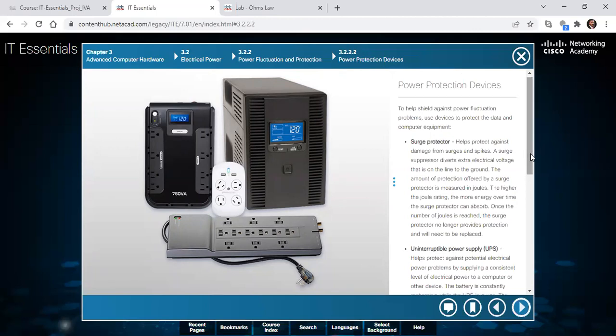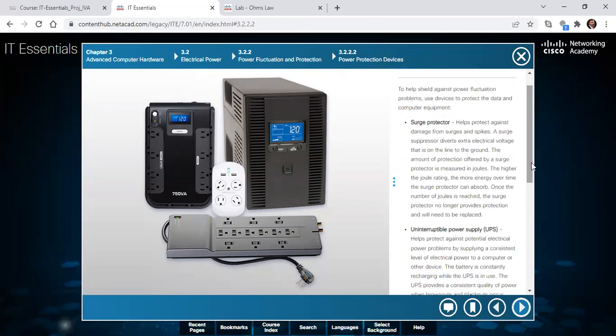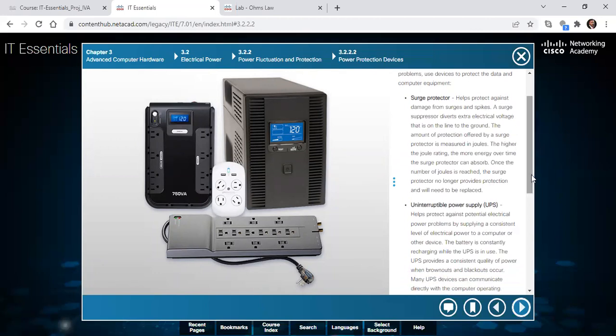We're looking at power protection devices to help shield against power fluctuation problems. Use devices to protect the data and computer equipment. Very, very important. So we have the surge protector. A surge protector helps protect against damage from surges and spikes. The surge suppressor diverts extra electrical voltage that is on the line to the ground. The amount of protection offered by a surge protector is measured in joules. The higher the joule rating, the more energy over time the surge protector can absorb.